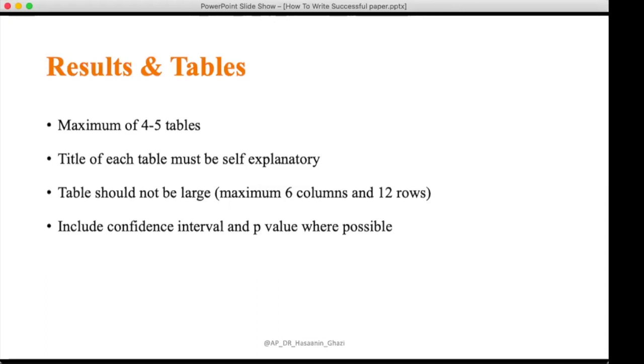The journals don't like large tables. Why? Because they want to put the table on one page. They don't want it to go to the next page because it will be a distraction to the readers. So that's why it is a maximum of 6 columns and 12 rows. This is very important. Also include the confidence interval and p-value where possible.